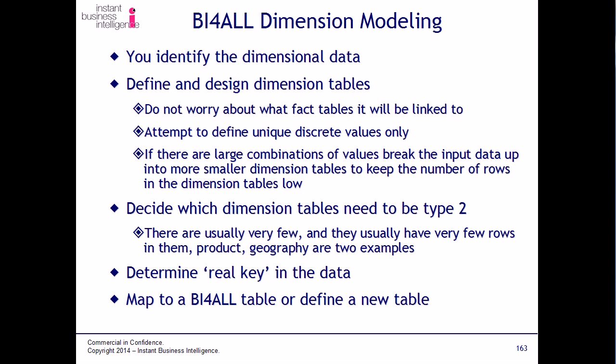So we do all the dimensions first, and then we decide which dimensions need to be type 2 dimensions. And there are usually very few type 2 dimensions because we have the associations and we know that we can associate dimensions with each other. And then we determine the real key in the data for these dimension tables. And once we've figured all this out with the dimension tables, we've produced views and we like the way the data looks coming out of the views, only then do we try and map it to a BI4ALL table or define a new table in BI4ALL for it to go to.